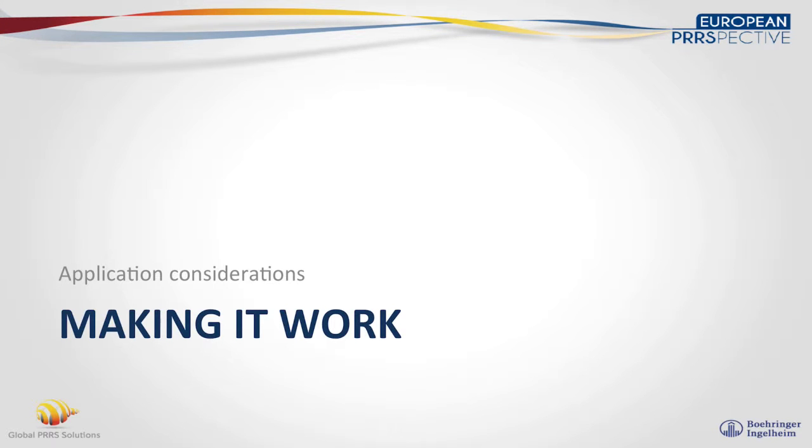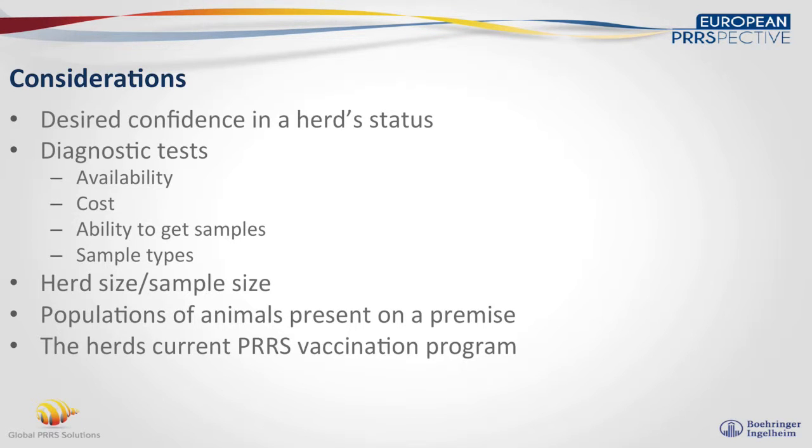So moving on to application considerations. Making it actually work is where the challenge lies. As you consider applying and putting together a current status for a sow herd, it's important to understand you have to start with a desired confidence in the herd status. When you think about confidence, you're thinking the 95 or the 99, but how do they relate to what you really are looking for? How do you relate that back to, am I really going to take 60 samples? And explaining that to the producer.